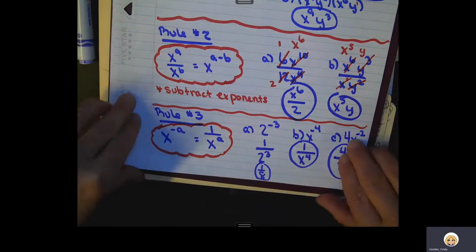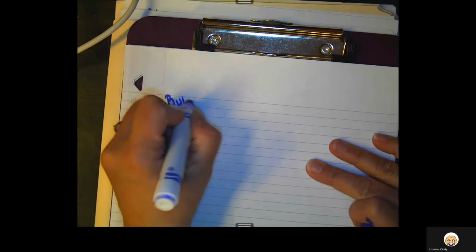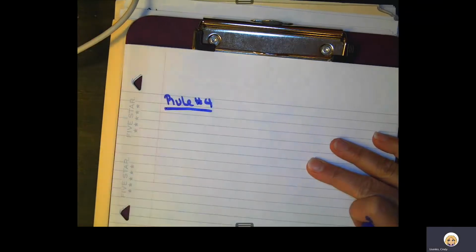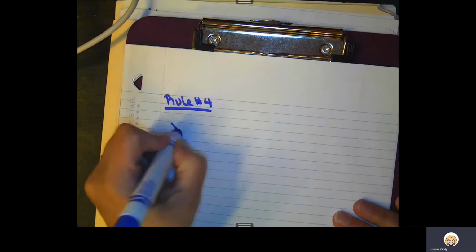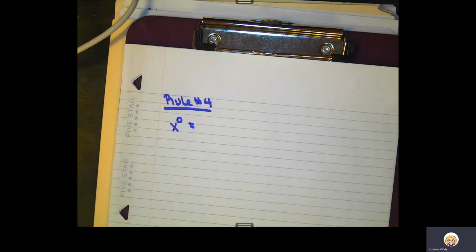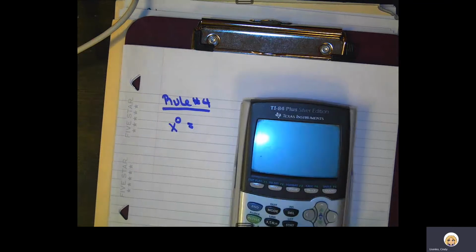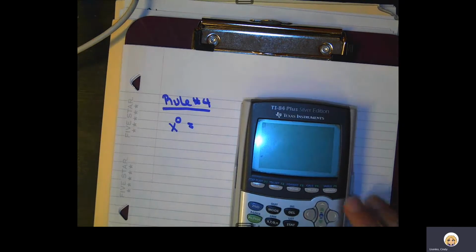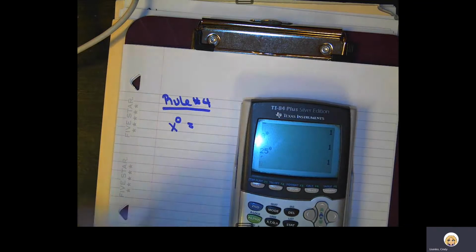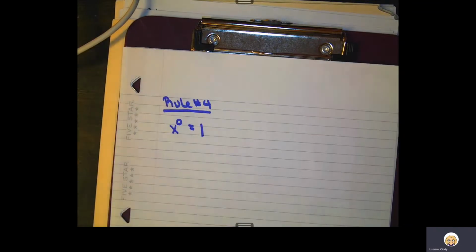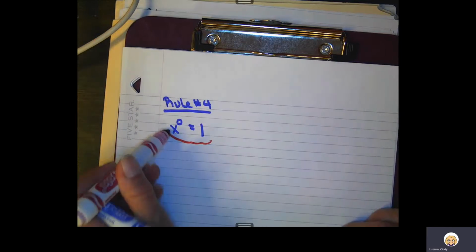All right, on to rule number 4. If we have x to the 0 power, you can grab your calculator and try it. Anything to the 0 power. If I do 2 to the 0 power, if I do 8 to the 0 power, if I do 25 to the 0 power, it always gives you a value of 1. So anytime you see a 0 power, it equals 1.